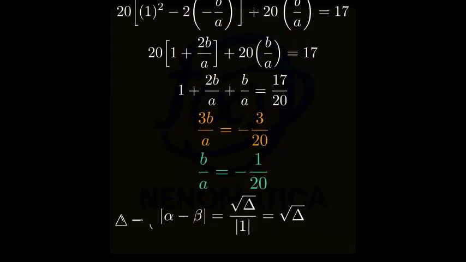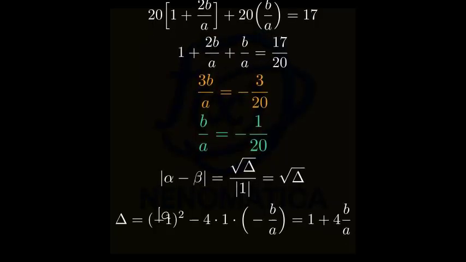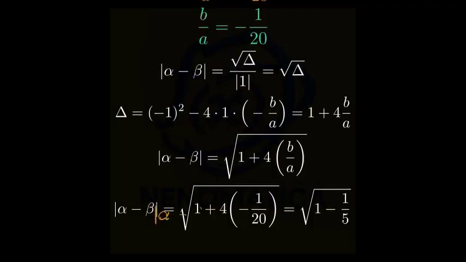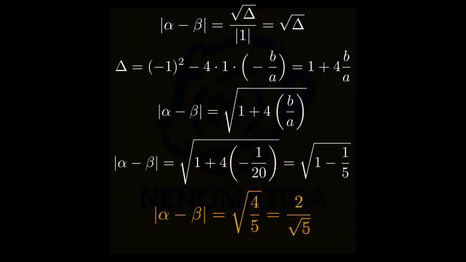Step 4. The difference of the roots equals the square root of the discriminant divided by the absolute value of the leading coefficient. Here the leading coefficient is 1, so it is just the square root of the discriminant. The discriminant of x squared minus x minus b over a equals 0 is 1 squared minus 4 times 1 times negative b over a, which is 1 plus 4b over a. Substitute b over a equals negative 1 over 20 and simplify.